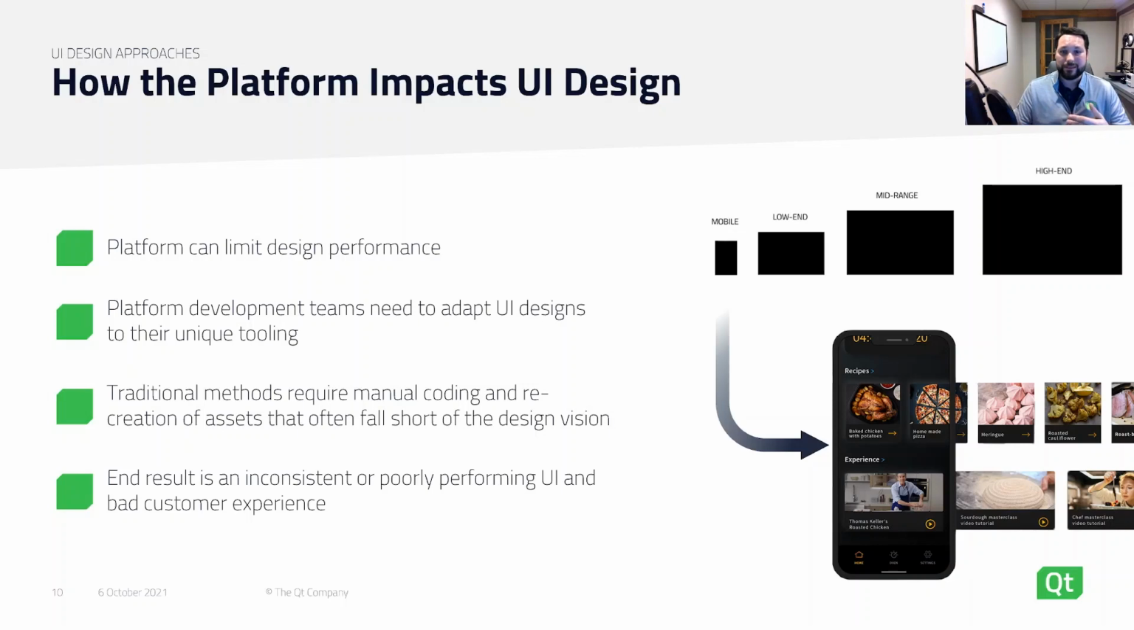Now, with traditional methods, assets and a design spec are sort of tossed over the wall, and then dev teams are often forced to manually code and recreate it, often falling short of the initial design vision. And this is where you get those highly iterative and very painful back and forth workflows between the two teams, where frustrations start to build on both sides, and it's just generally bad for the organization as a whole. And then the end result of all this typically ends up with an inconsistent or poorly performing UI, which ultimately translates to a bad customer experience, right? And remember, 70% of these decision makers have that as their number one metric for success. So we obviously don't want that.